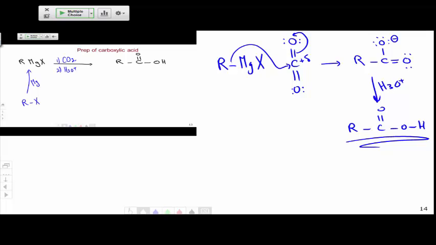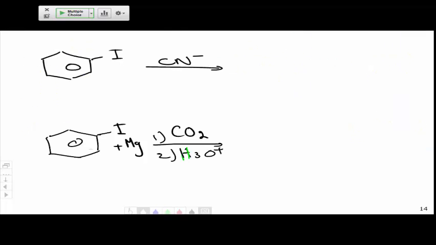R can be anything. It can be benzene. I can start with any alkyl halide I want and end up with the carboxylic acid. But we also talked about one method in chapter 19 that I can end up with carboxylic acid: RC triple bond N, and I can hydrolyze that to carboxylic acid. And this is the third method, the fourth method to prepare carboxylic acid.